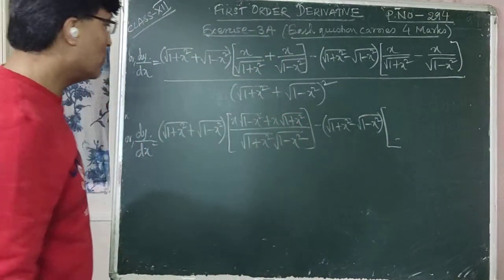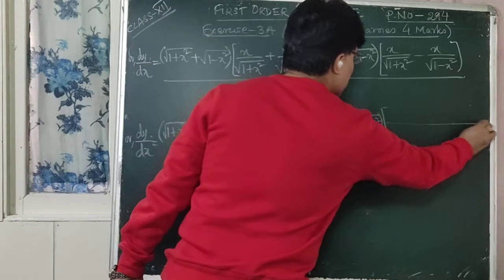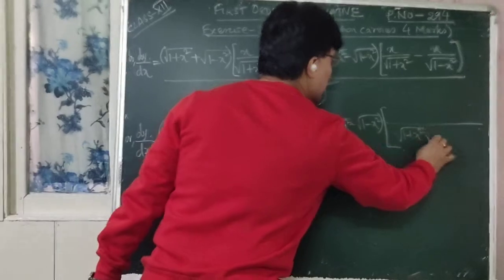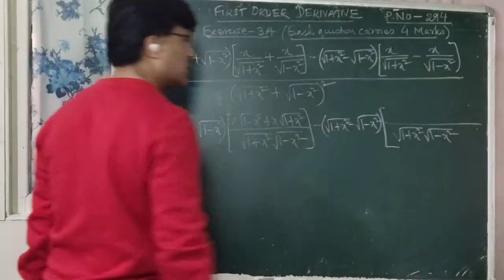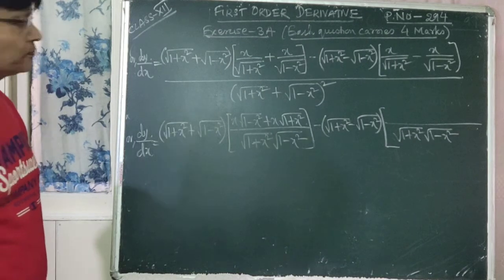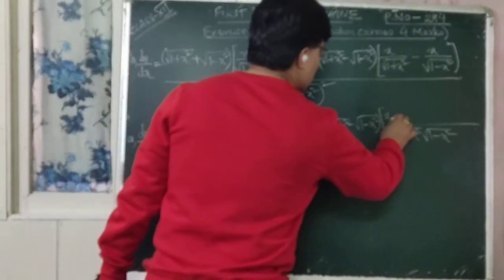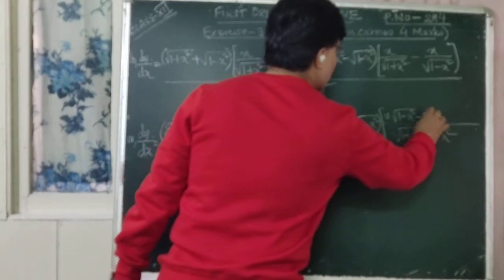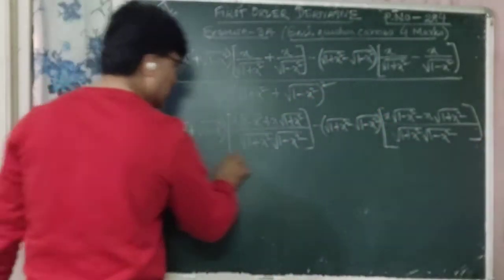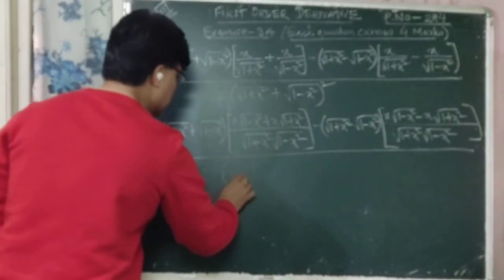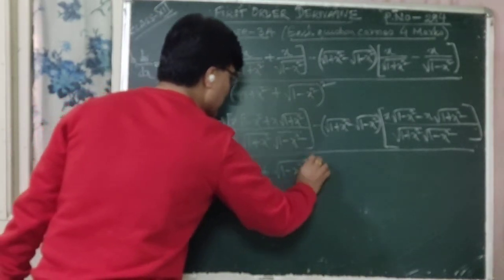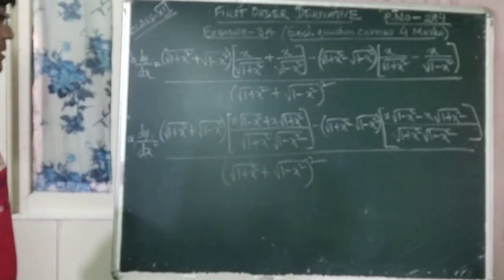Within third bracket also, what's the LCM? So what's the LCM out here now? It is root over 1 plus x square root over 1 minus x square. So this is the LCM. Then x root over 1 minus x square minus x root over 1 plus x square. So this whole divided by, in the denominator you write root over 1 plus x square plus root over 1 minus x square whole square. Is that clear now?